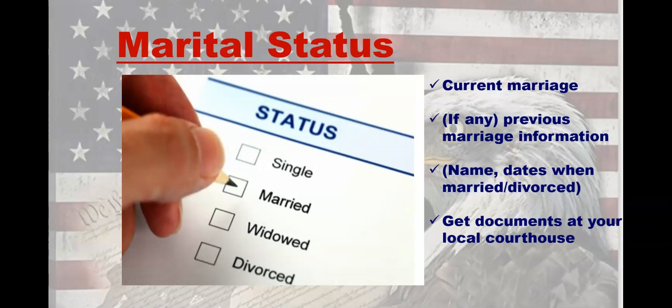You're also going to need your marital status. This obviously applies to those people that are married. If you're not married, you don't need this, but you are going to need the name of your current spouse. You're going to need when you got married, and if you have any previous marriages, you're going to need that information. If you were previously divorced, you need to have the name of your ex-spouse.